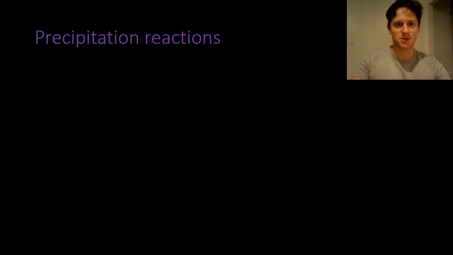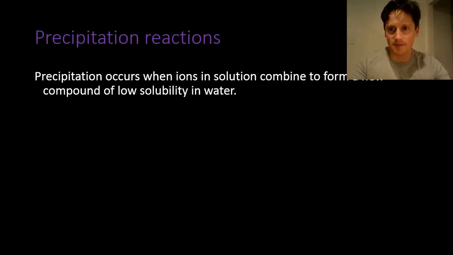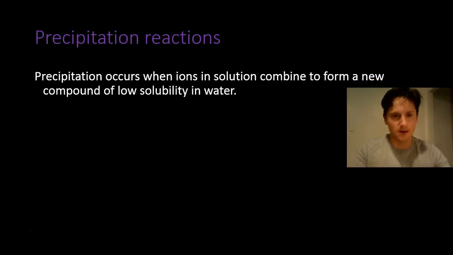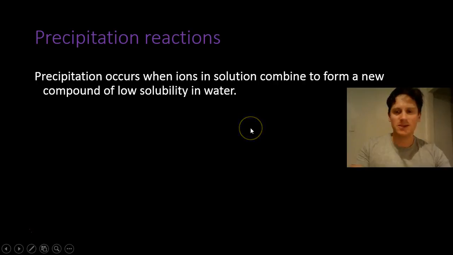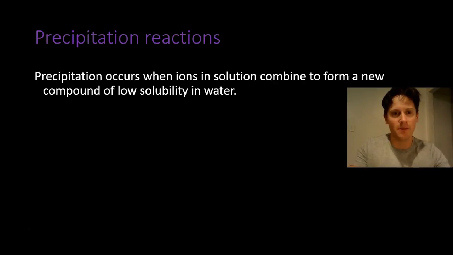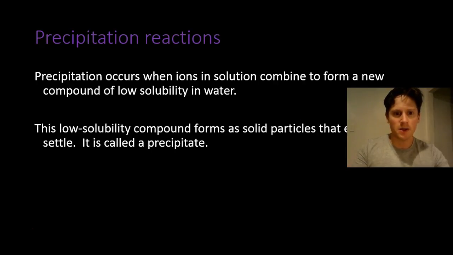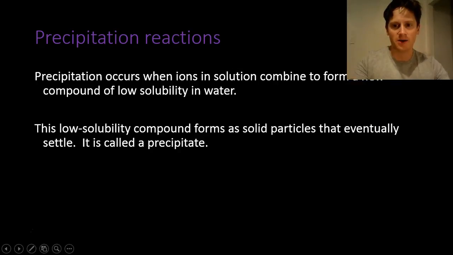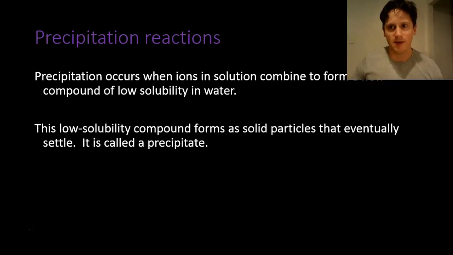So we're going to get into precipitation reactions now. So what are they? So precipitation, what does that actually mean? Precipitation occurs when ions in a solution combine to form a new compound, and that compound is of low solubility in water. The low solubility compound forms as solid particles that will eventually settle, and that's called a precipitate. So basically you've got something new that's being made in a chemical reaction, and that does not like to dissolve. So that's going to combine, it's going to come out of solution, and you're going to get a solid.